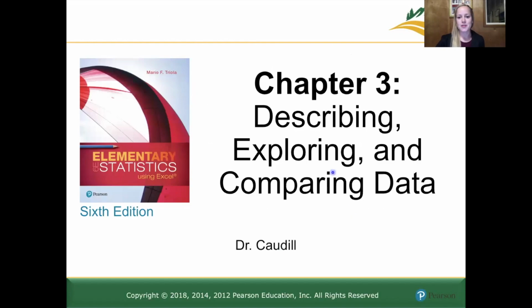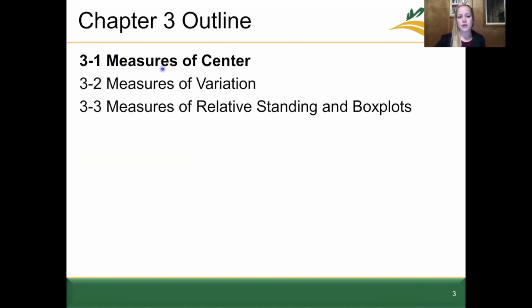Okay, and here we go. We're starting Chapter 3, Section 1. In Chapter 3, Section 1, we're going to cover measures of center. You may have seen some of these terms before, so mean, mode, median, things like that. And then in the next part of the chapter, we'll get into variation and standard deviation. And then we'll go into Chapter 3.3, where we'll cover relative standing and box plots.